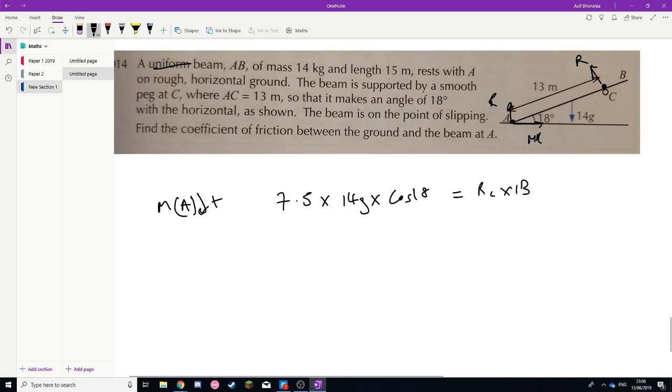Does that work? Yeah, I think that's fine. Quick time. 7.5 times 14 times 9.8, because it's in physics, 9.8 times cos of 18 in degrees, divided by 13. So RC is 75.2798.